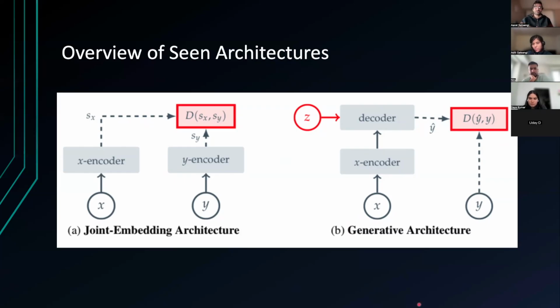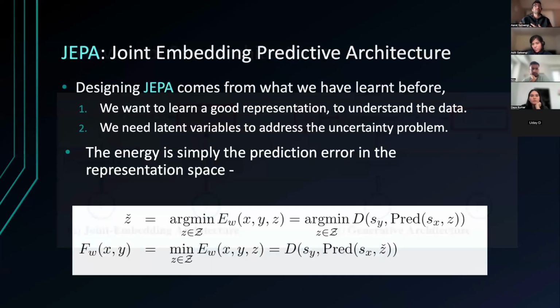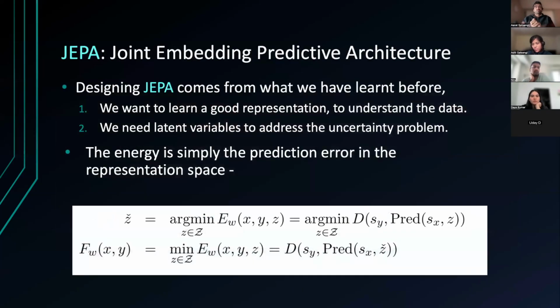Now, coming to JEPA. Okay. So in joint embedding predictive architecture. JEPA is joint embedding predictive architecture. JEPA comes from what we have learned so far. We want to learn a good representation to understand the data, and for that, we will need latent variables to address the uncertainty problem. So that is one of the motivations behind it.